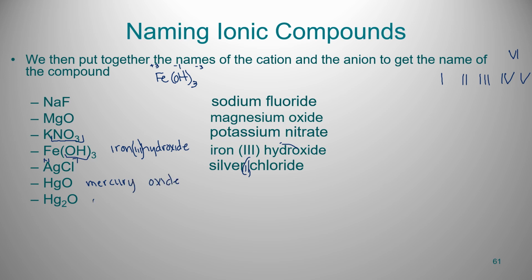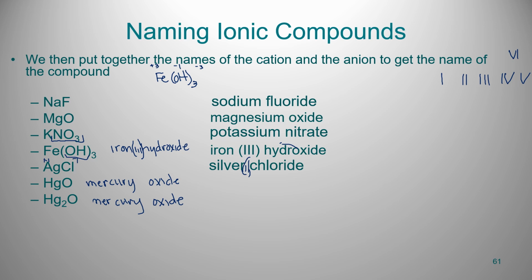Clearly we need a Roman numeral here, because we have to be able to distinguish between these two. They have to be different charges because they have different formulas. Now, just in case you're wondering, there are some older fashioned names, like mercurous and mercuric, and same thing with iron. There used to be something called ferrous and ferric.